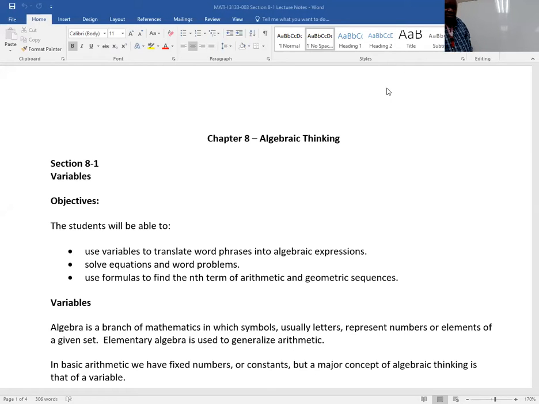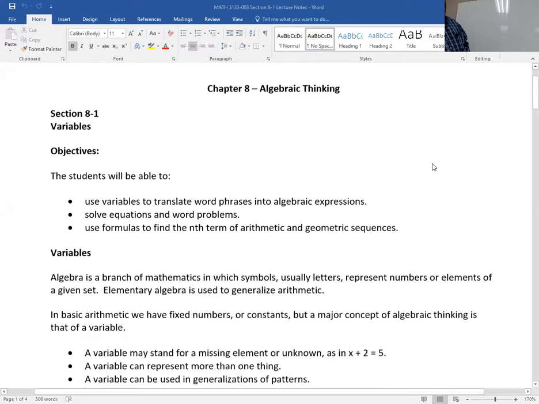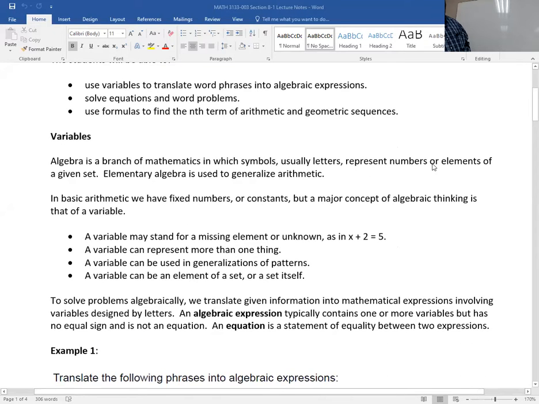Okay. So that's what we'll look at in section 8.1, dealing with variables. Let's talk about what a variable is. Of course, variables are nothing but letters of the alphabet that are used to represent numbers or elements of a given set.